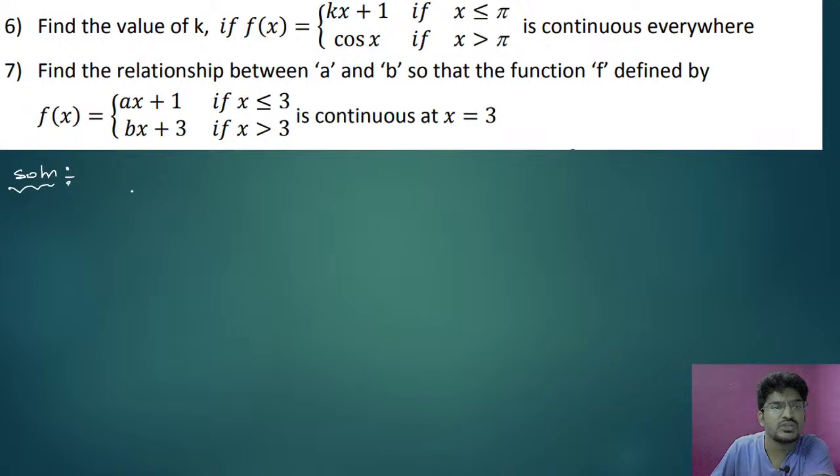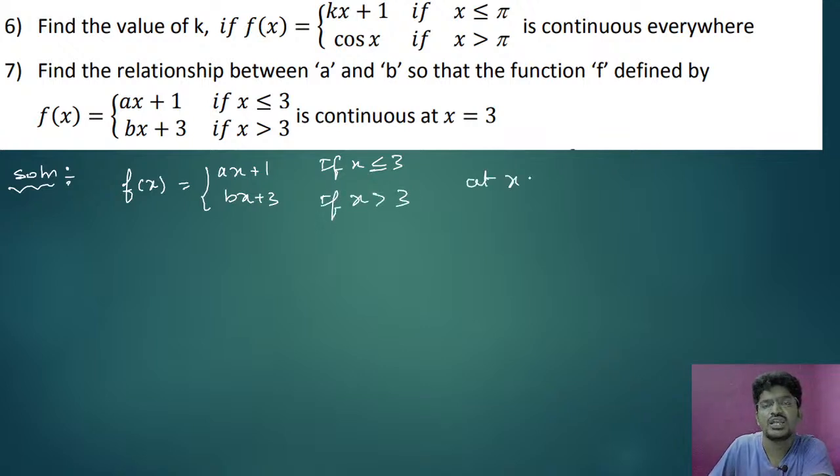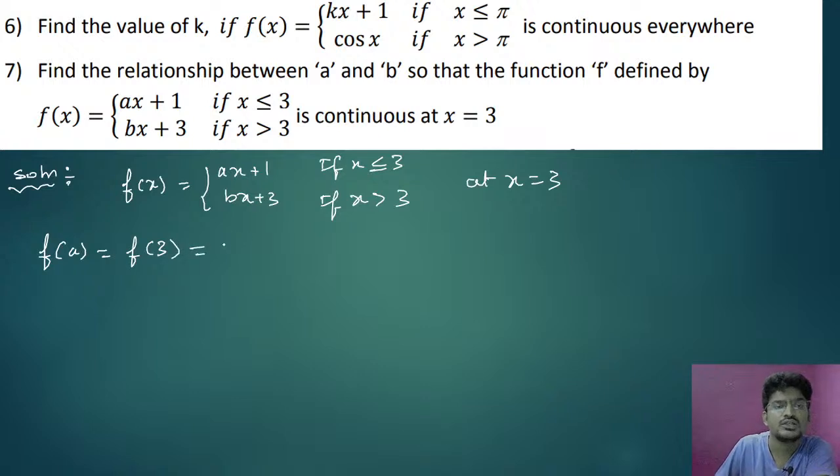Okay, you can see the 7th one here, that is f of x equal to ax plus 1 if x is lesser than or equal to 3, and bx plus 3 if x is greater than 3. At x equal to 3, it is continuous. So now I will solve f of 3. Here it is given that the value is 3, f of 3. So that is 3 into a plus 1. Whenever it is equal to 3, you have to choose ax plus 1. So therefore it will be 3a plus 1.